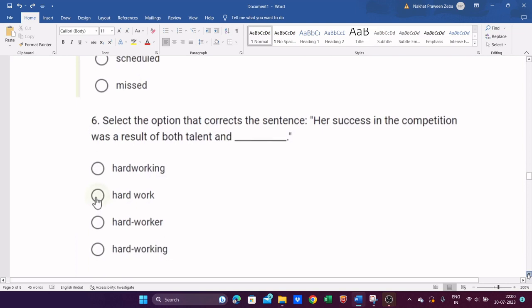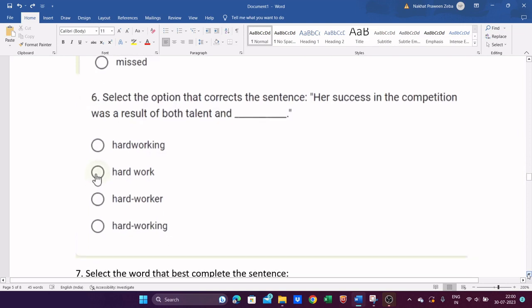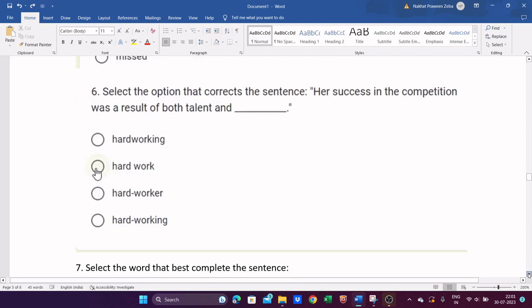Next, question number 6 is, select the option that corrects the sentence. Her success in the competition was a result of both talent and what? So hard working is working here as a what? Verb, right? And then hard worker is also not suitable. Hard working is also not suitable. Her success in the competition was a result of both talent and hard work. It is a noun. So it will be the most suitable word. So option B will be the correct answer.